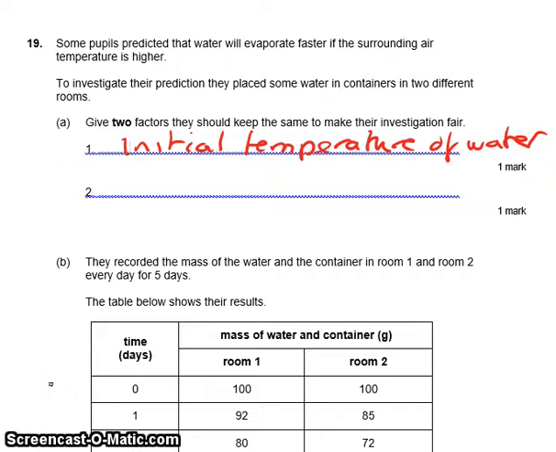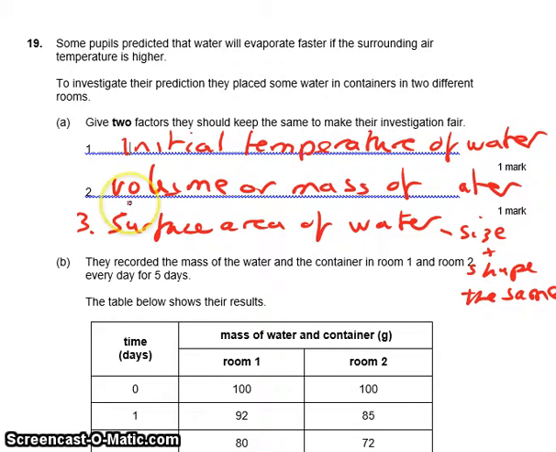And a third thing which you could go for was the surface area of the water, which, if you put the same shape or size or material of container, both of those were accepted. Another thing you could mention was if you kept the humidity the same. If you have high humidity, there'll be a lower rate of evaporation, or if you have a low humidity, that means there's less water vapor in the air, you will have a high rate of evaporation. So that was the fourth factor you could mention.